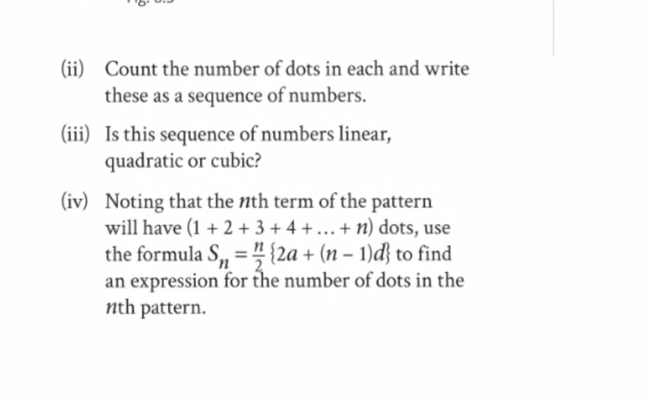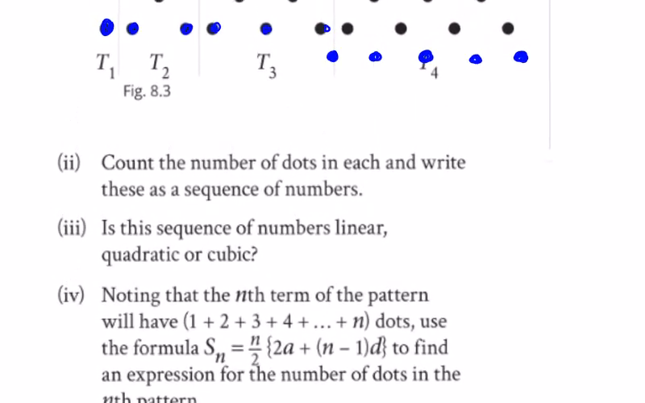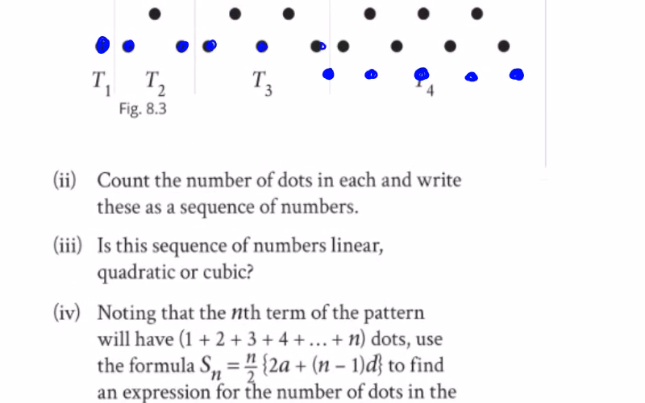We're asked to count the number of dots in each and write them as a sequence of numbers. So we've got 1, then we have 3, then we're adding 3, so we've got 6. We're adding 4 to get 10. We're adding 5, there's 15 in the last sequence. Is it linear? Well, let's have a look here. 1, 3, 6, 10, 15. Going up 2, 3, 4, 5. Second difference is the same. Second difference is 1. So it's quadratic.